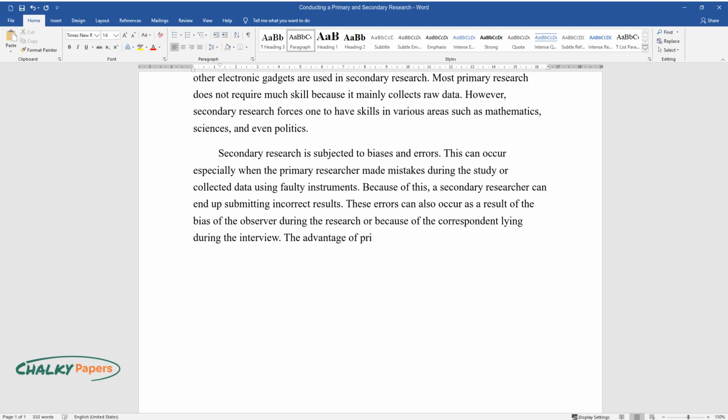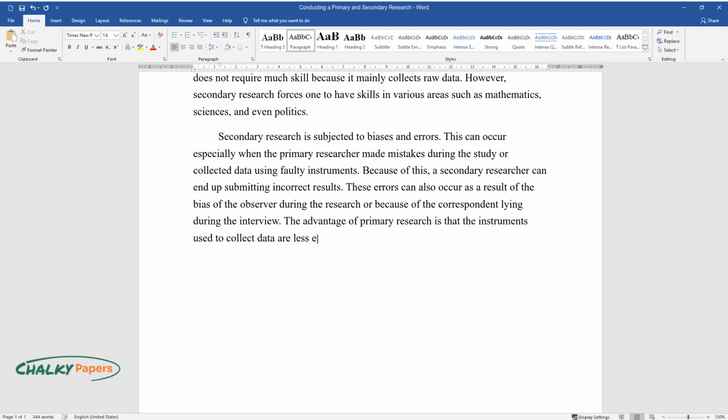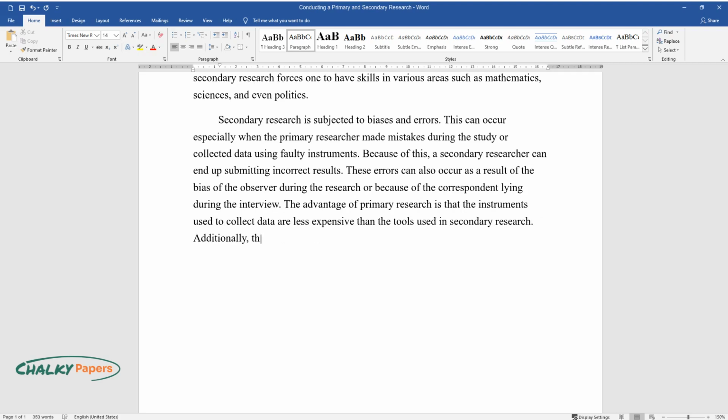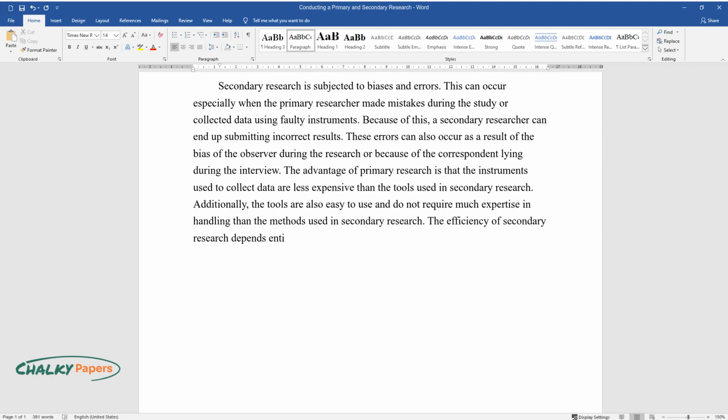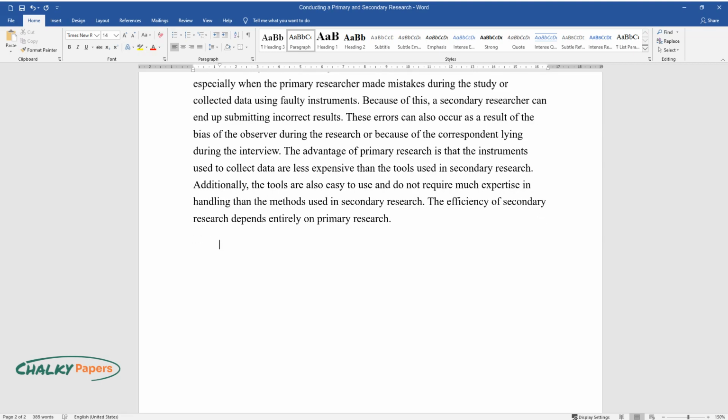The advantage of primary research is that the instruments used to collect data are less expensive than the tools used in secondary research. Additionally, the tools are also easy to use and do not require much expertise in handling than the methods used in secondary research. The efficiency of secondary research depends entirely on primary research.